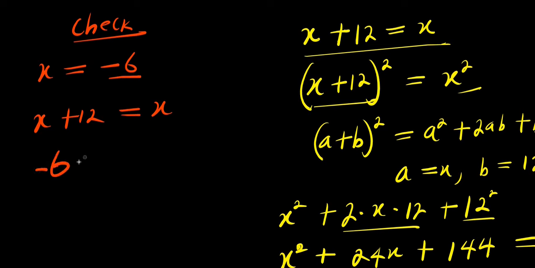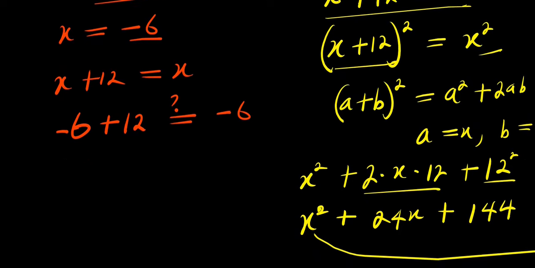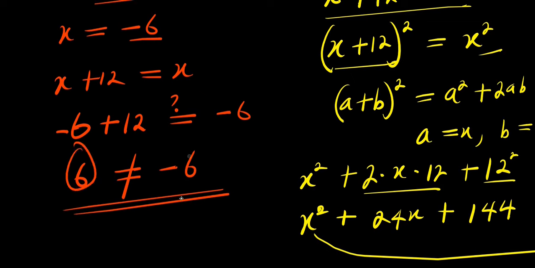This is negative 6 plus 12. Is it the same thing as negative 6? Question mark. So negative 6 plus 12 is just like subtracting 6 from 12. That is 6, positive 6. And this is not the same thing as negative 6. This is different from this, meaning that the solution is incorrect.